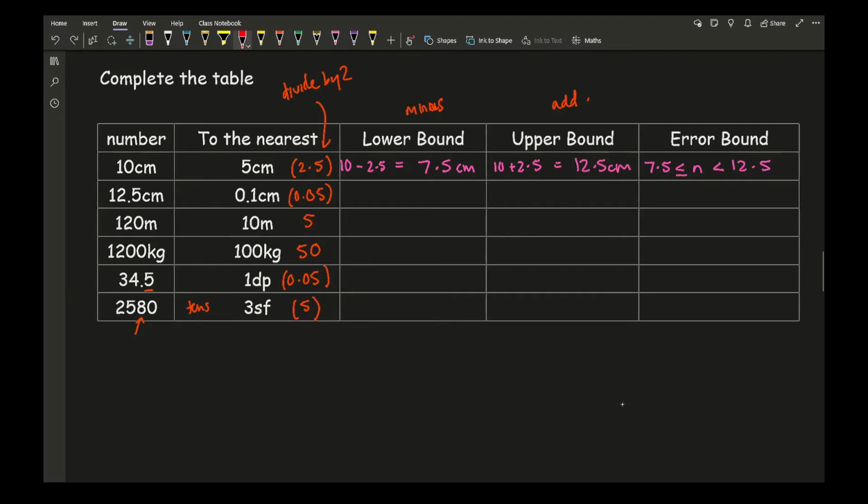So moving on to the second one. Let's actually just label these so you know what I'm talking about. So moving on to question 2, it's going to be 12.5 minus 0.05, which equals 12.45 centimeters. This one I'm going to do 12.5 plus 0.05, which is going to give me 12.55 centimeters. And the error bound is going to be 12.45 less than or equal to n, which is less than 12.55. And again, stick in centimeters in the units.